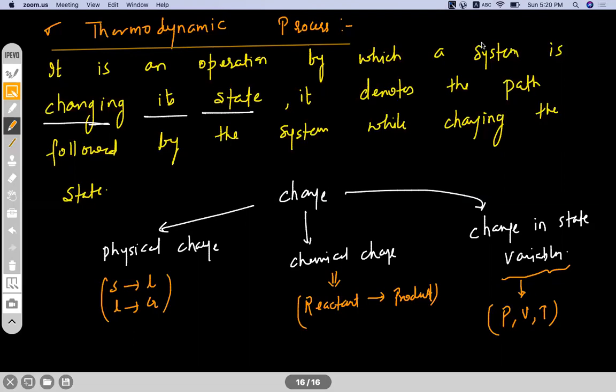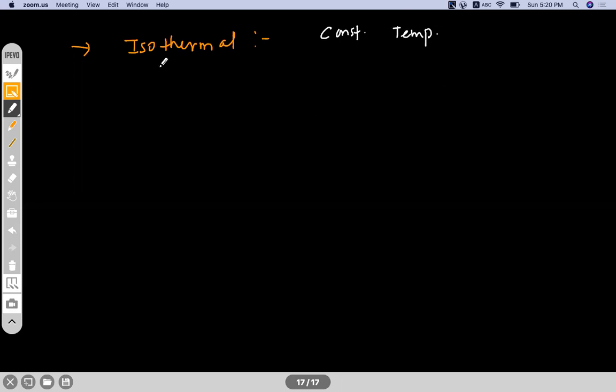Okay. Now, what are the different processes we have? We'll discuss all these processes. Solid, liquid, and gas, state change. Okay, Anurag, done? Okay, few processes that we already know, we have discussed it. The first one you see, we have isothermal process. What is isothermal process? Iso means equal, thermal means heat, right? So isothermal process, we have constant temperature process.